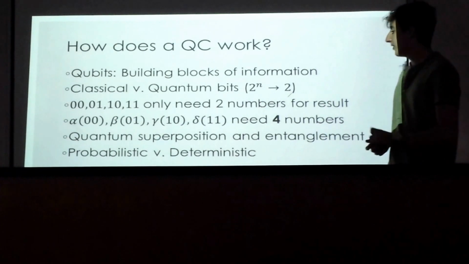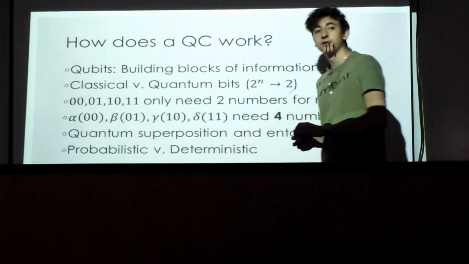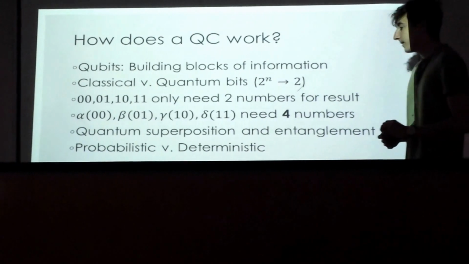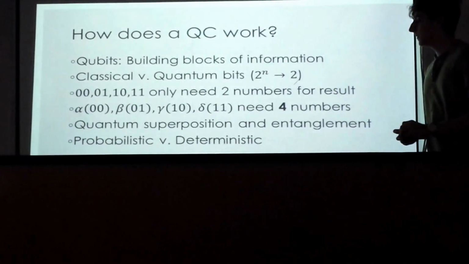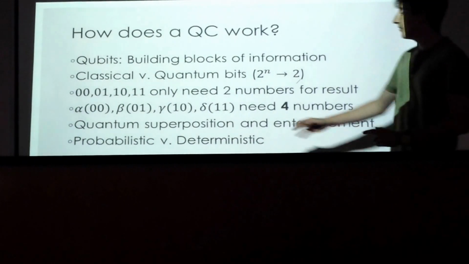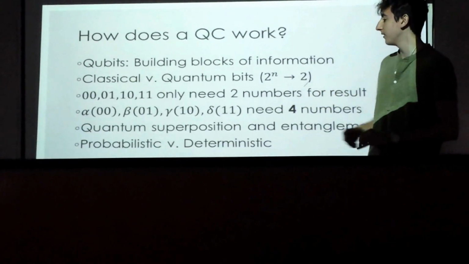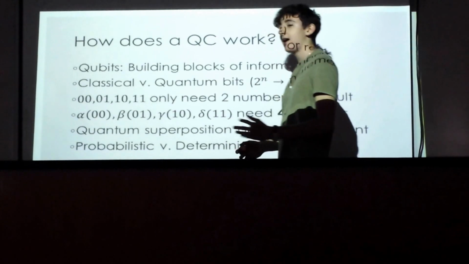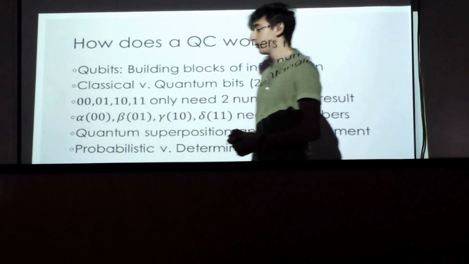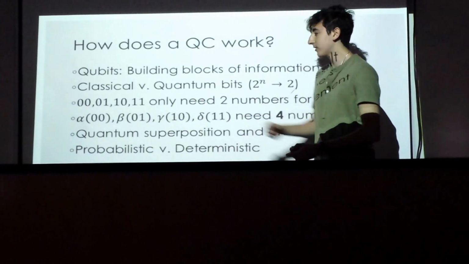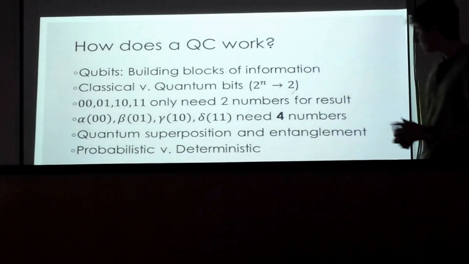Another major difference between quantum and classical is that quantum is probabilistic, meaning you have these different constants. They represent the probability of finding our particle in this state. For example, let's say alpha is 1/2. That means the probability of finding our state in the 0 0 state is 1/2, which is 50%. For the classical one, you get those 2 numbers and you determine it.